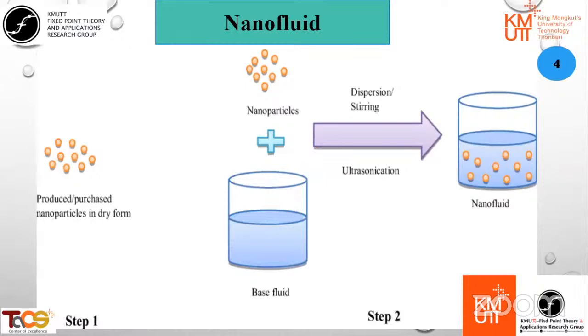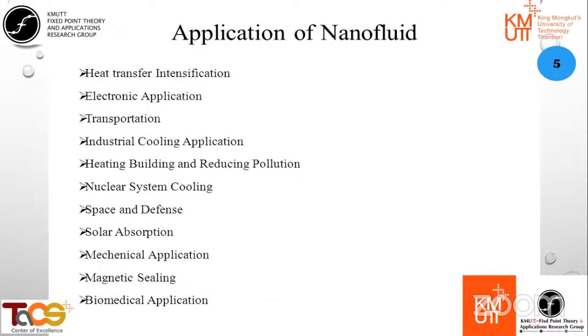This is the formulation of the nanofluid. Nanofluid is basically defined as when we add some nanoparticles to our base fluid, and as a result we get a nanofluid. Now the applications of nanofluid: there are a lot of applications. First, heat transfer intensification. We use it in electronic applications, in transportation, in industry cooling applications, also in heating buildings and reducing pollution. Nanofluids are also used for nuclear system cooling, space and defense, solar absorption, mechanical applications, magnetic sealing, and biomedical applications.